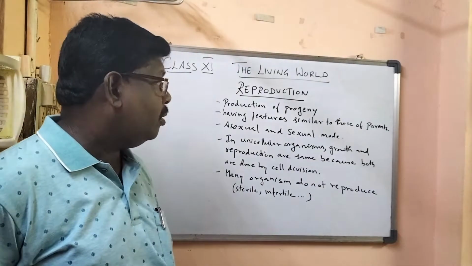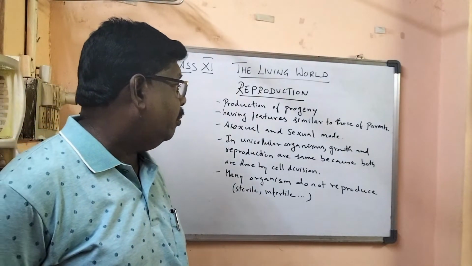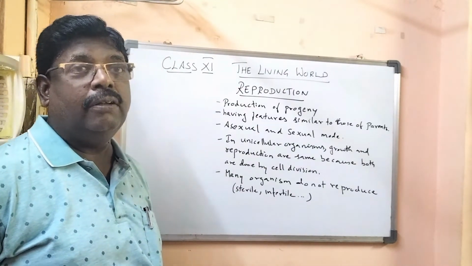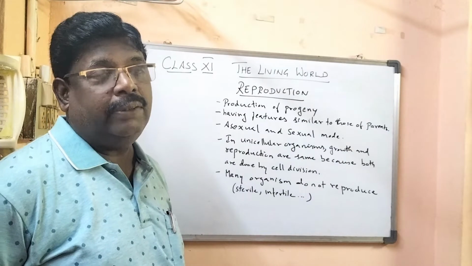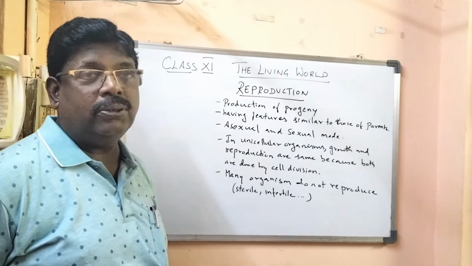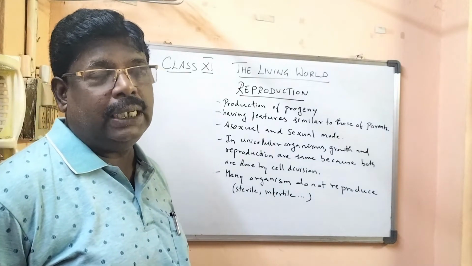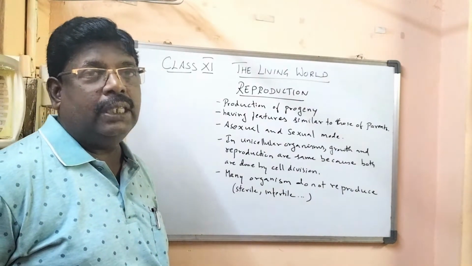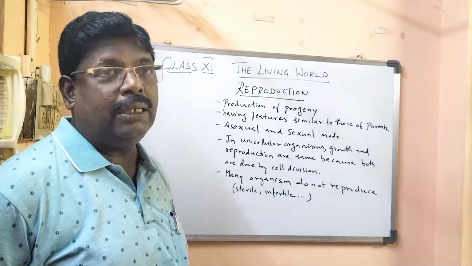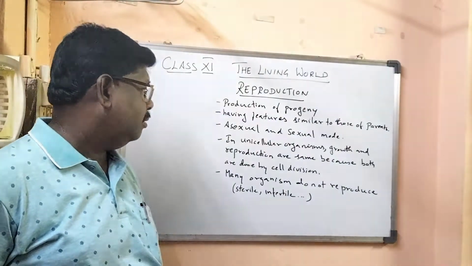Coming to unicellular organisms, growth and reproduction are the same. Same in the sense, it's only by cell division. If amoeba needs to reproduce, it is nothing but cell division. Similarly growth also. So both processes are done only by cell division.